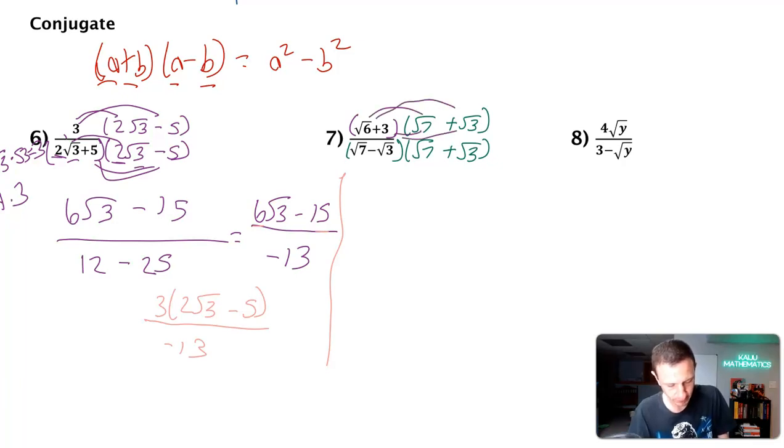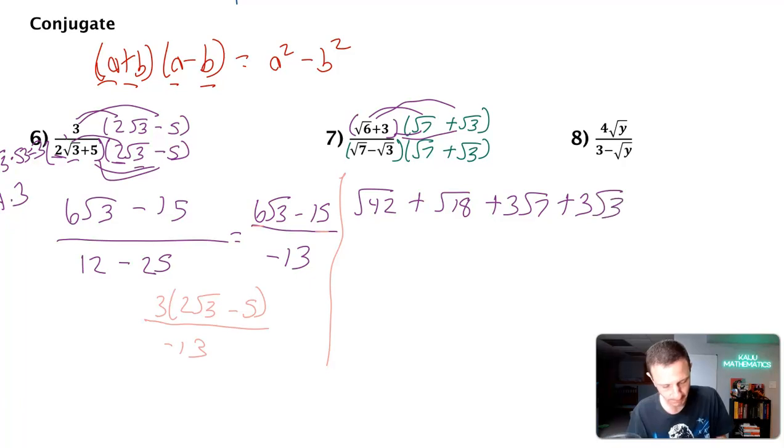So square root of 6 times the square root of 7, that is going to be square root of 42. Then we have square root of 6 times the square root of 3, which is going to be the square root of 18. And I know there's some simplifying we could do. We'll get there in a second. Plus 3 square root of 7 plus 3 square root of 3. Not super clean looking, but we'll see what happens on the bottom.